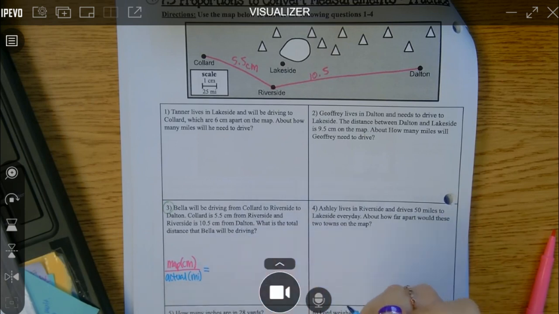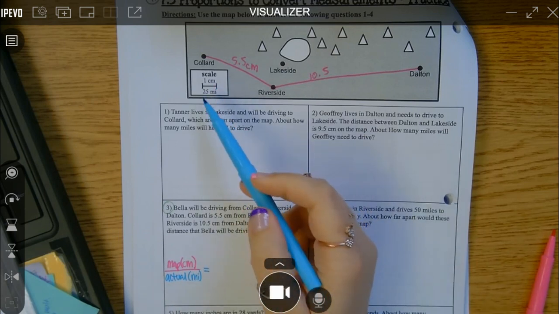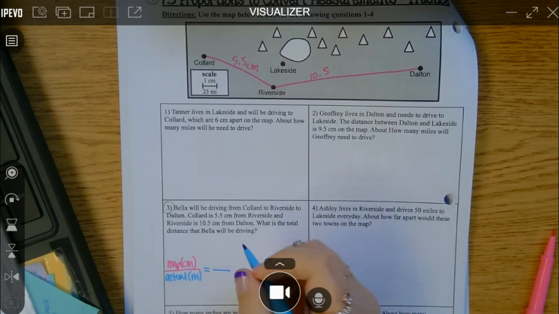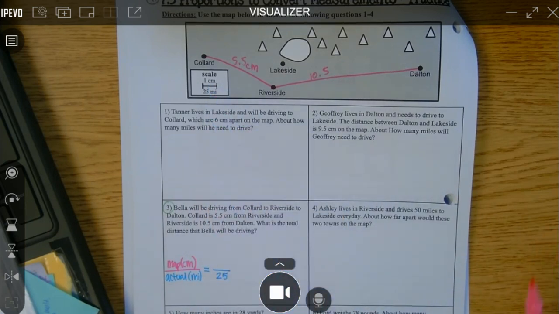Do you see how I just pointed to that scale, or the key, right there? I'm going to use that as my first ratio. So I know 25 miles is equal to 1 centimeter on my map. Now I'm going to use that scale to help me figure out the answer to this question.